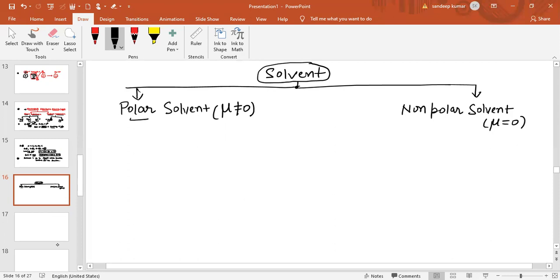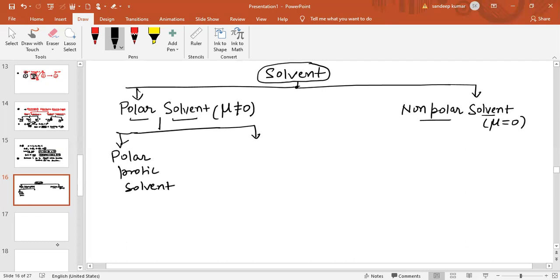So basically solvents are of two types. One is polar solvent and one is non-polar solvent. And this polar solvent is again classified into two parts. One is polar protic solvent, that is PPS, and one is polar aprotic solvent, that is PAS.